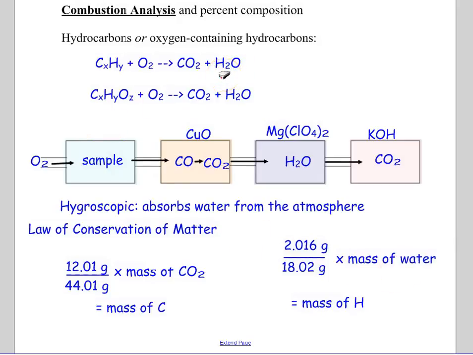Each water contains 2 hydrogen atoms, 2.016 grams, and the molar mass of water is 18.02 grams, so that fraction times the mass of water given in our problem tells us the mass of hydrogen in the water. Law of conservation of matter says that the mass of hydrogen in water is the same as the mass of hydrogen in the original compound. Oxygen doesn't work that way. It's a little more complicated, but we'll take a look at it.